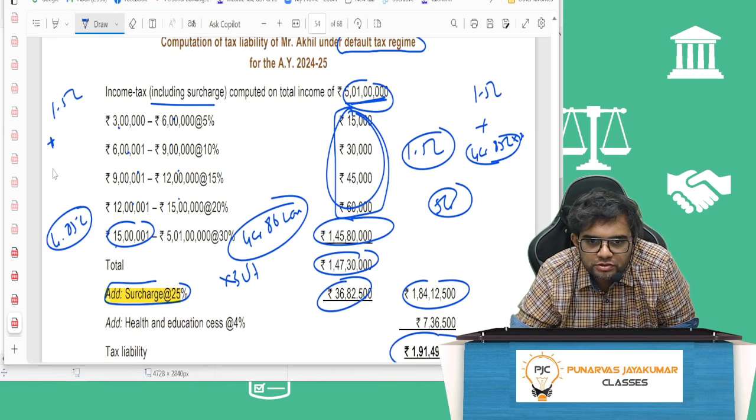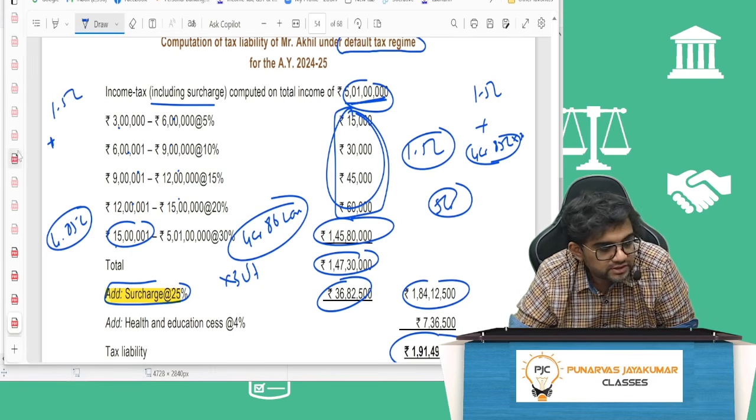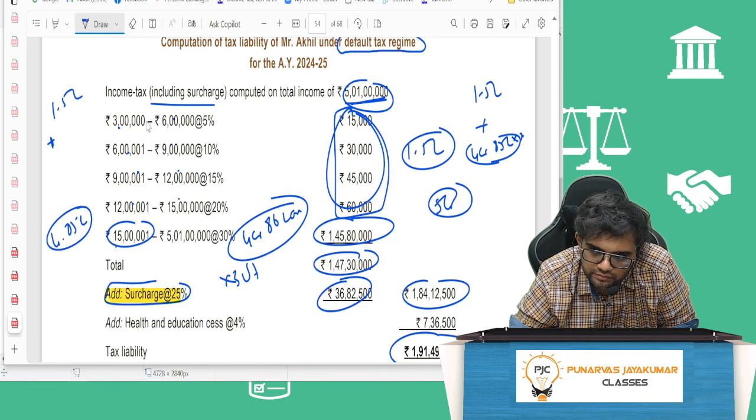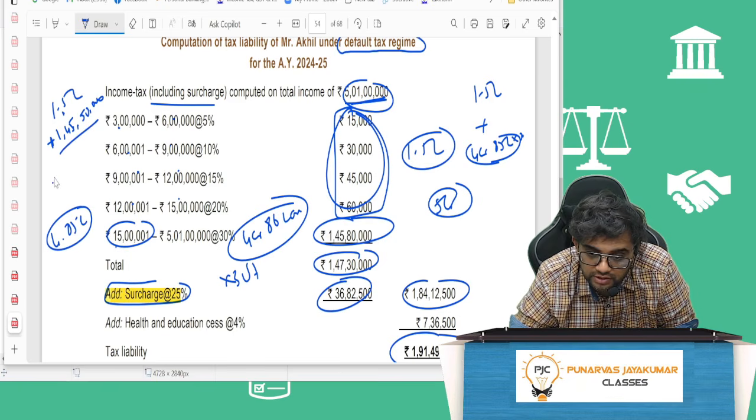How much? On 4 crore 85 lakhs. One crore 45 lakhs. 50,000. Plus 1.5 lakh is how much? 18 lakh. Sorry, yeah, with surcharge also. This is, how much will it come? 1.5 lakh plus 1 crore 45 lakh 50,000.